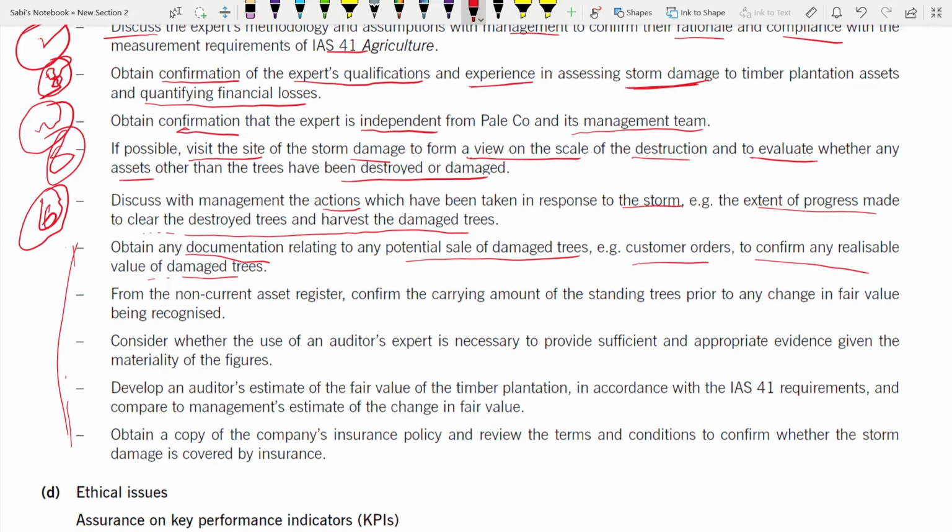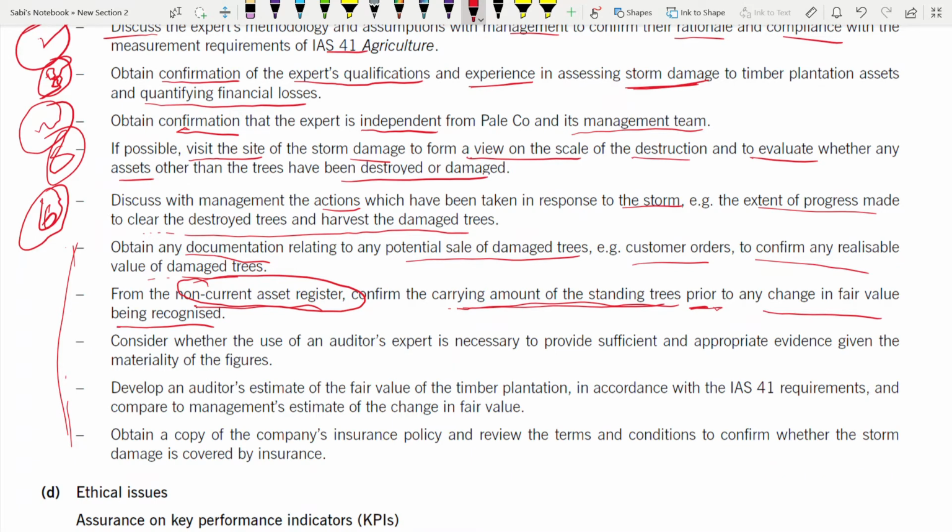From the non-current asset register, confirm the carrying amount of the standing tree. Because at least the amount of the standing tree you will get it from the non-current asset register, right? So from there you can confirm. You have to make sure that you know the exact source from where to confirm a value. So from the non-current asset register, confirm the carrying amount of the standing tree before any change in the fair value being recognized. Then only you will know that after the storm has happened, how much the fair value changed.